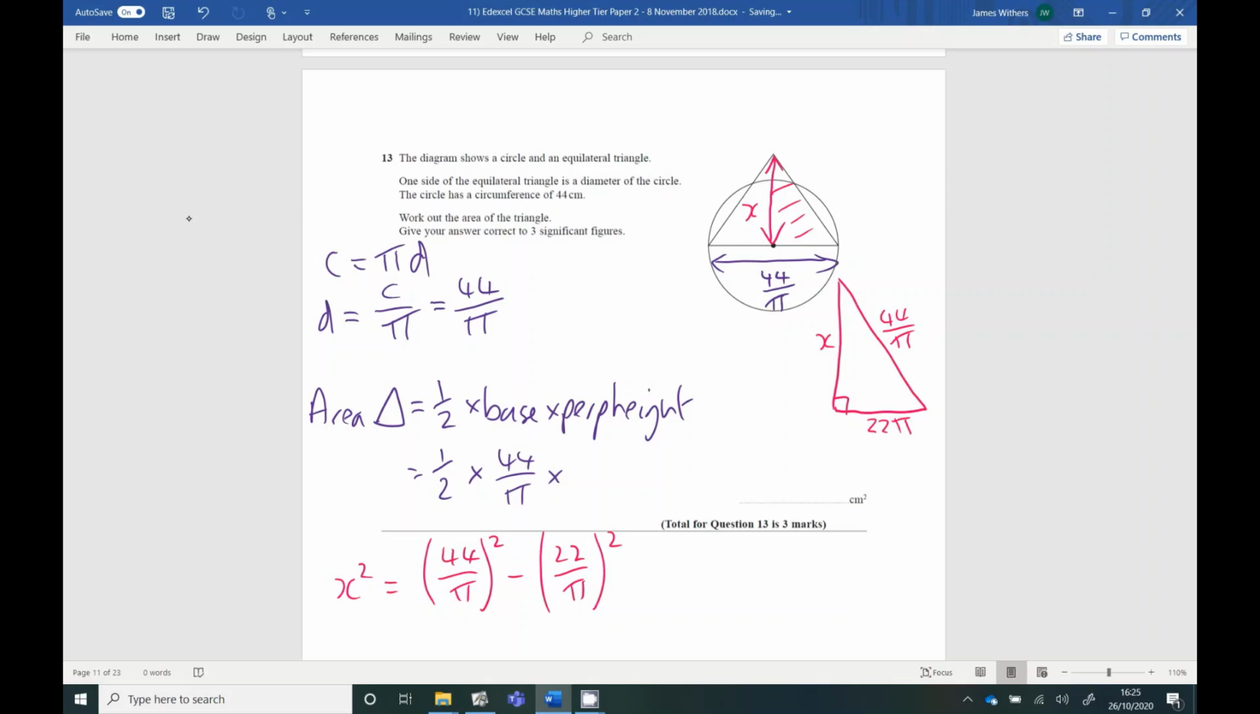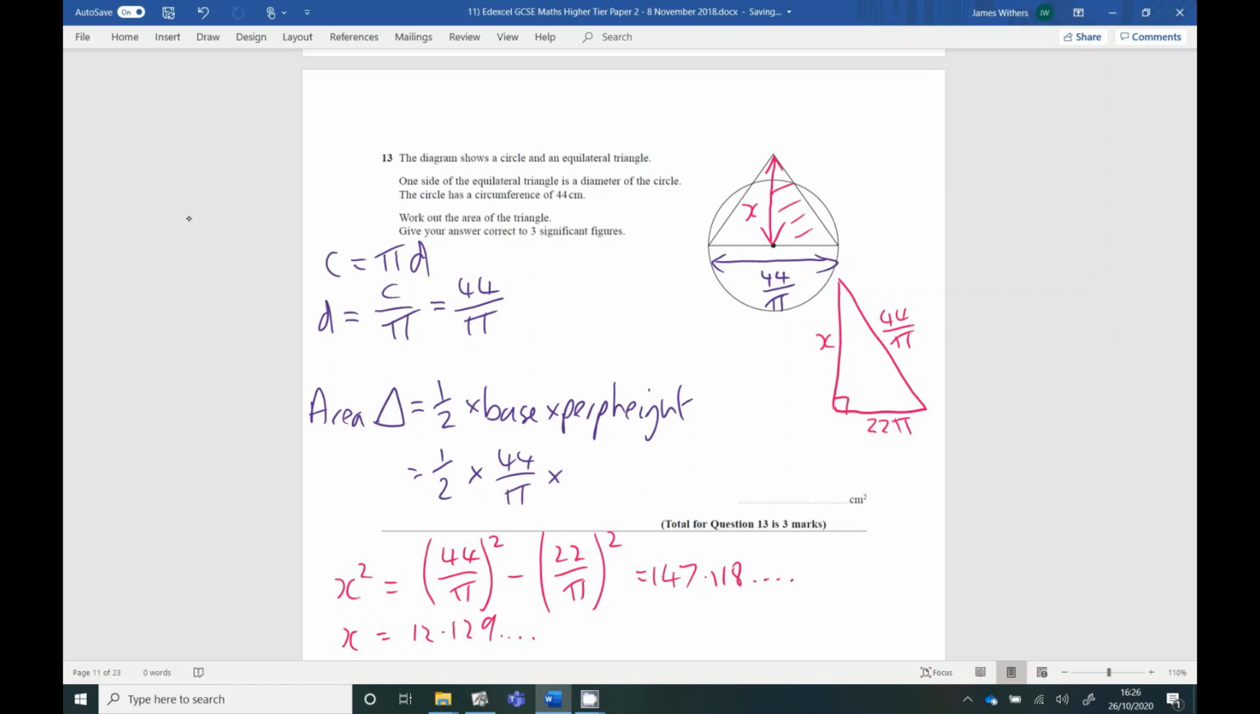So popping that into my calculator, I've got 44 over pi all squared, taking away 22 over pi all squared, which gives me 147.118... So square rooting both sides, I get 12.129... So that's my perpendicular height.